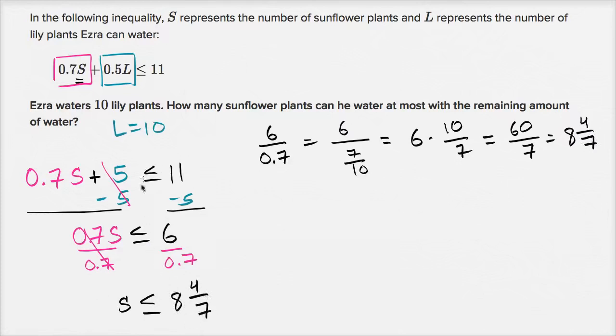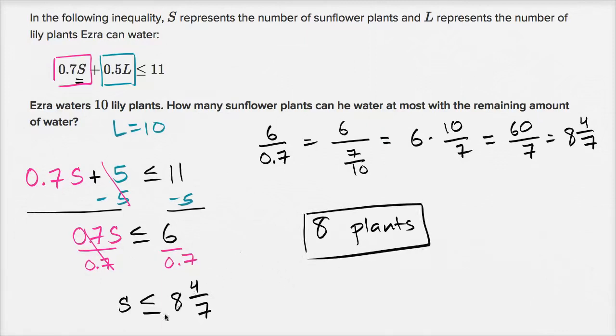Now we're assuming that we're only thinking in terms of integer numbers of plants, or actually whole numbers of plants. And so if S has to be less than or equal to 8 4/7, how many sunflower plants can he water at most with the remaining amount of water? Well, we'll say that at most he can water 8 plants. We're going to assume that he can't water just a fraction of a plant. He either waters something or he doesn't. So he's going to water 8 plants, because that's the largest whole number that is less than or equal to 8 4/7.